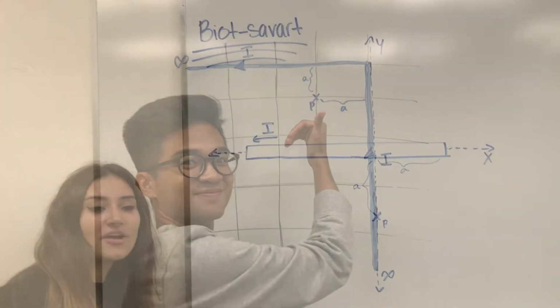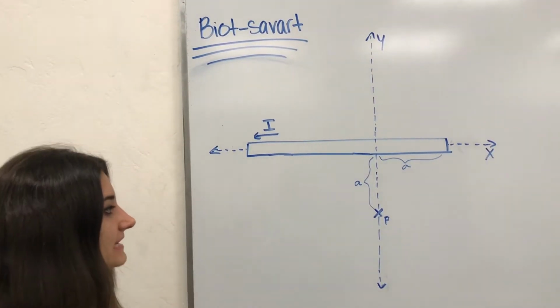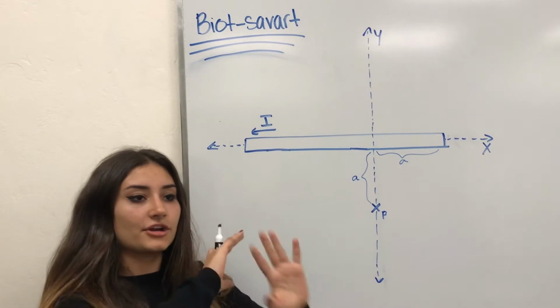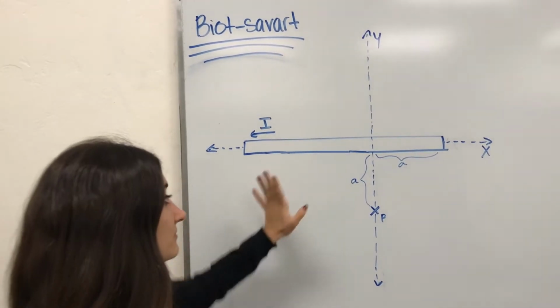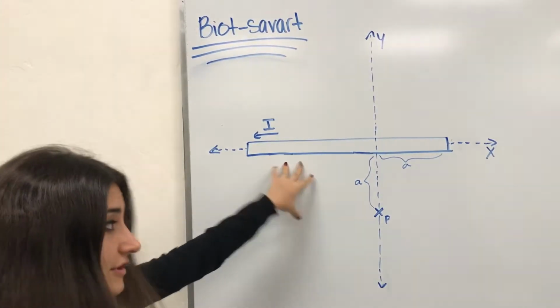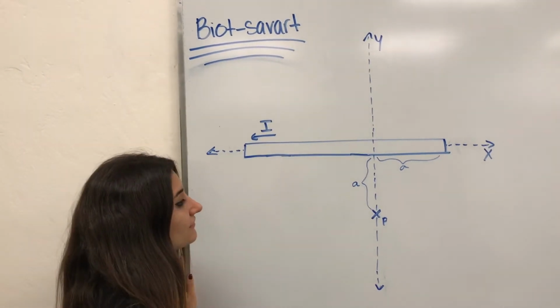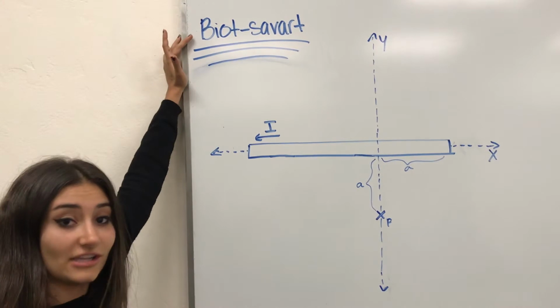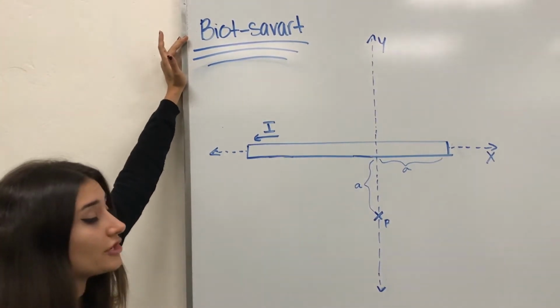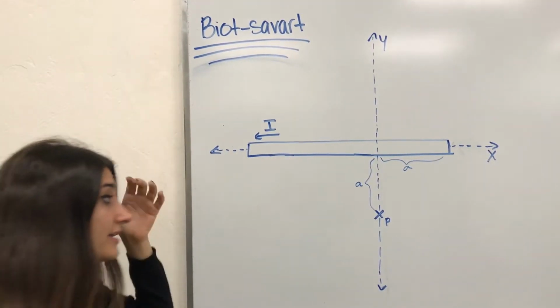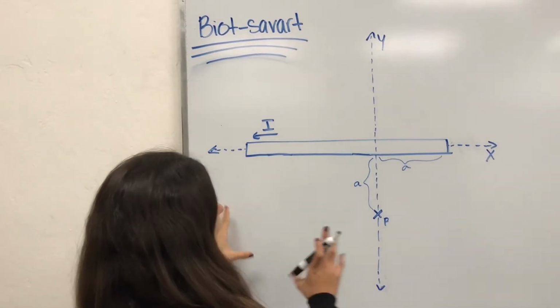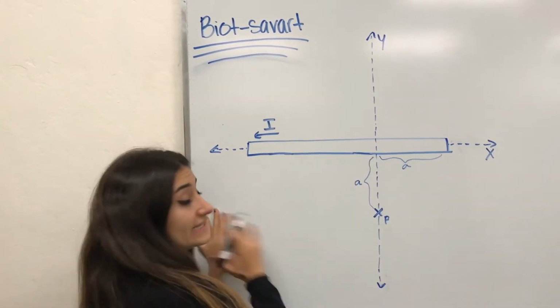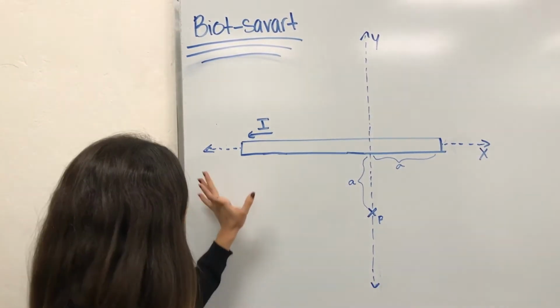Okay, so the first step in solving this problem is ultimately breaking up the current into two different parts. Right here we have the horizontal component of the current carrying wire. We're going to use the Biot-Savart law, which determines the magnetic field of a current carrying wire. First we determine the coordinate system for this section of the wire.